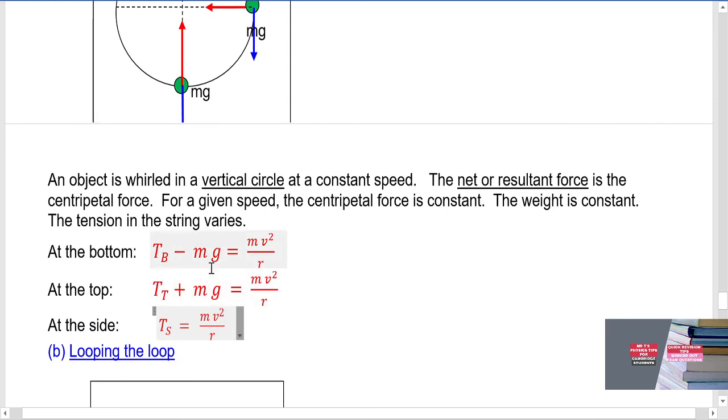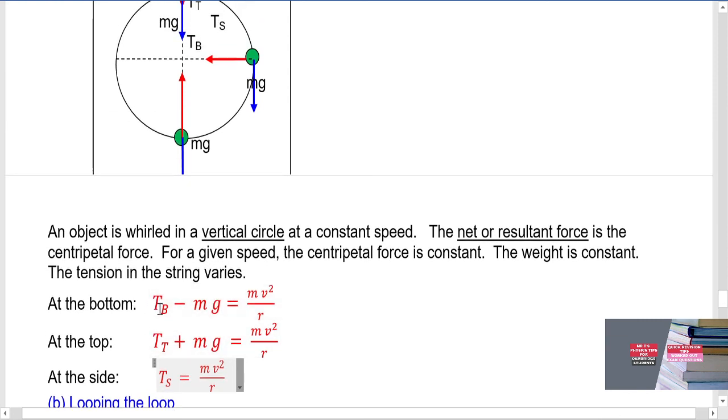Now, looking at this, if you make T, the tension, the subject at the bottom, it gives you tension equal to mv squared over r plus mg. And if you make the tension at the top the subject, T is equal to mv squared over r minus mg. Which means the tension is greatest at the bottom. That is where the object is likely to snap off, that is, the string breaks and the object continues moving at a tangent to the circle. So at the bottom you've got the greatest tension, and at the top you've got the least tension.